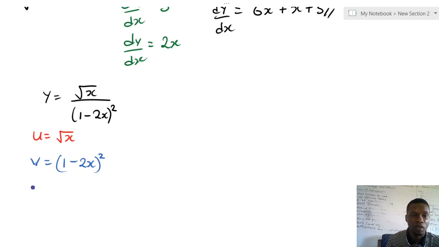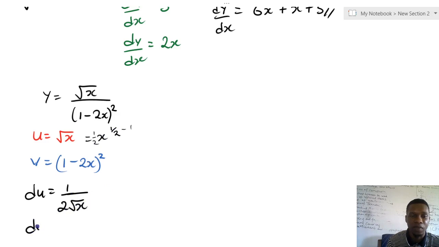Then next will be our du. Our du will give us 1 over 2. We've done this many times, so I know that by now you can do this. Remember, our u can be written as x power 1 over 2, and we can then find the derivative by subtracting 1 from the power and bringing 1 over 2 down. And then when we convert this back to its non-index form, we'll have it as 1 over 2 root x.